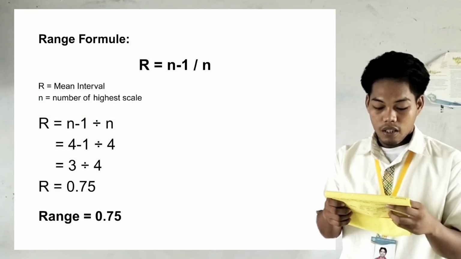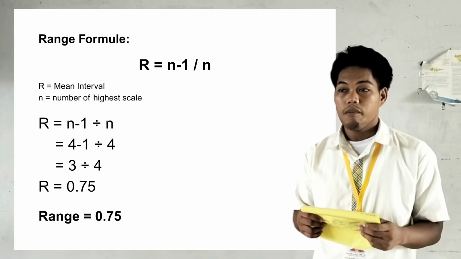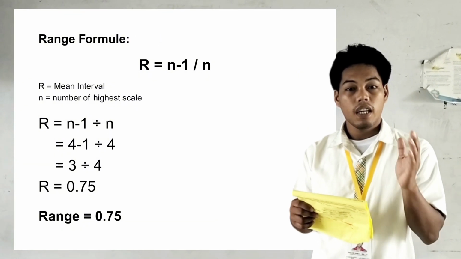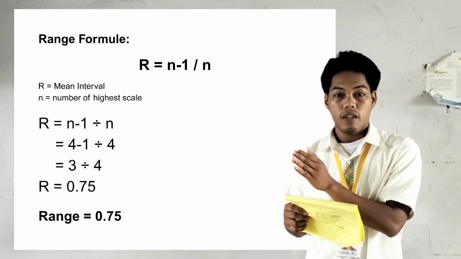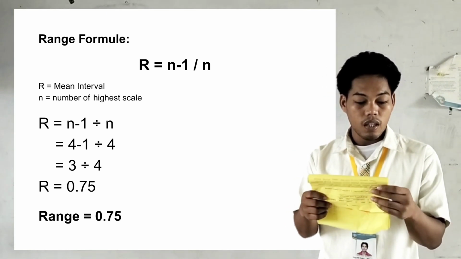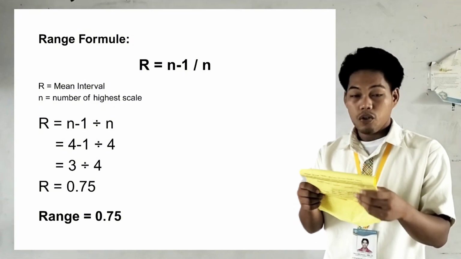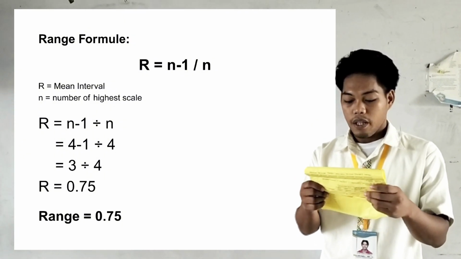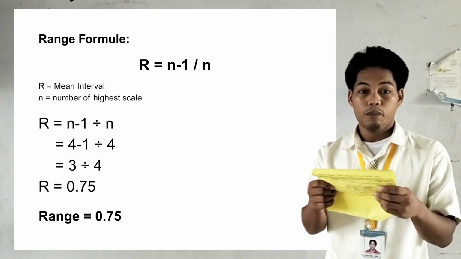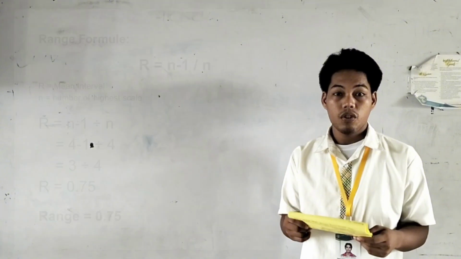Now we will get the range. The formula for range is n minus 1, which is the highest value minus the lowest value, divided by the total Likert scale, which is 4. 4 minus 1 equals 3, divided by 4 equals 0.75. That is our range for interpretation.